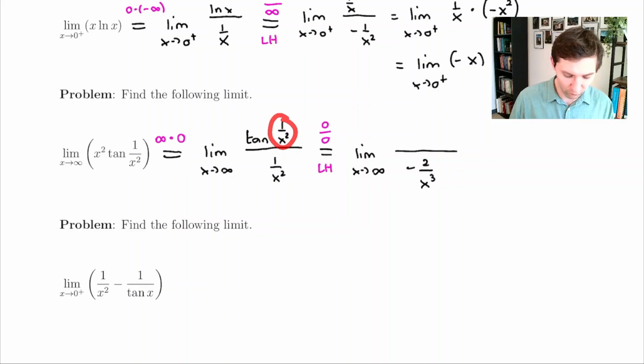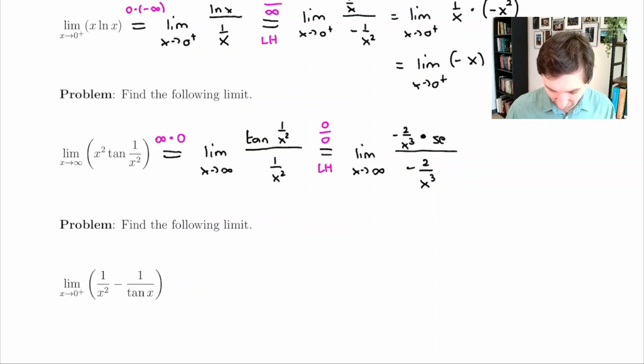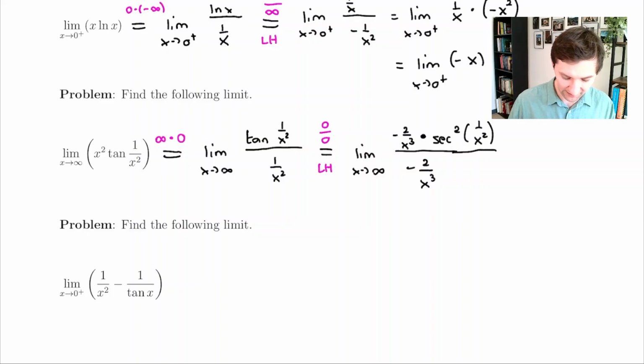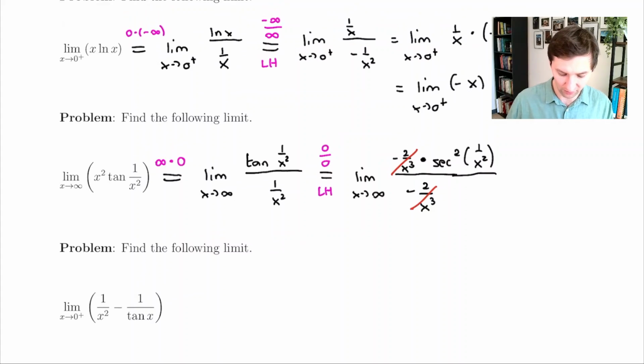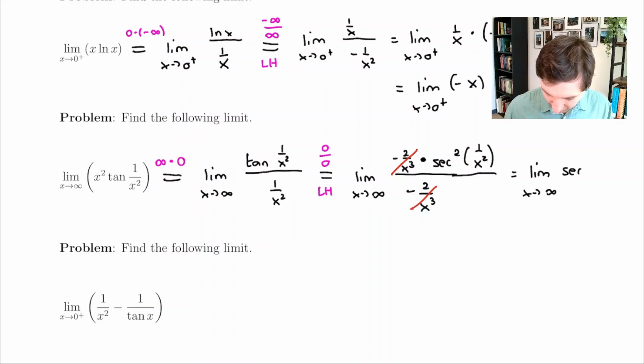To take the derivative of tangent of 1 over x squared, I apply the chain rule. The derivative of 1 over x squared is negative 2 over x to the third power. The derivative of tangent is secant squared. So I multiply this by secant squared of 1 over x squared. Few things will cancel here. I see that I have negative 2 over x to the third power in the numerator and in the denominator. Those things cancel, and I am left with the limit as x goes to infinity of secant squared of 1 over x squared.